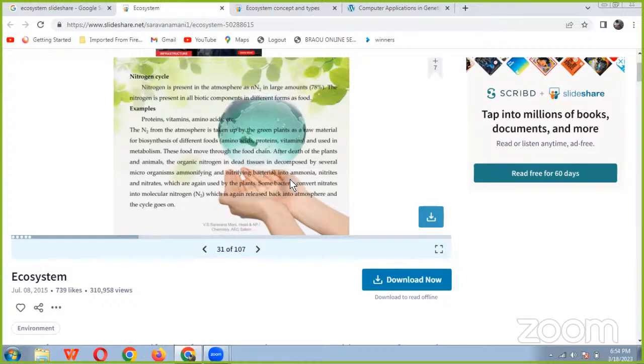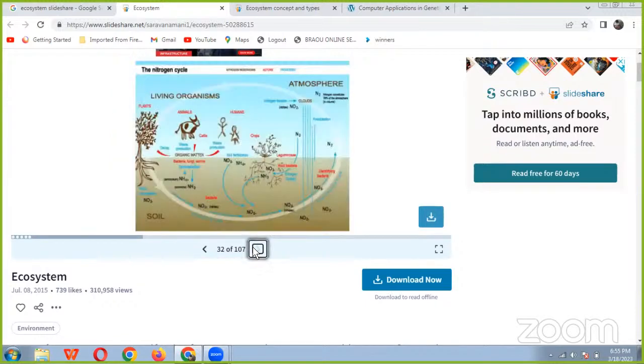Nitrobacter can convert ammonia to nitrate, especially the nitrogen in the dead material. Ammonia to nitrite, nitrite to nitrate. Again, some bacteria convert the nitrates to molecular nitrogen. These cyclic processes go on and on. This one is the nitrogen cycle.